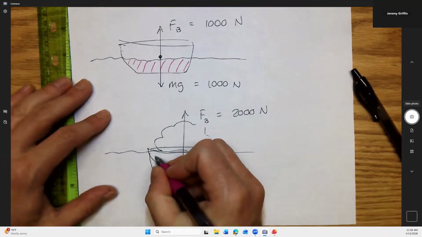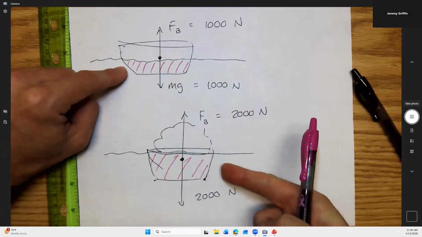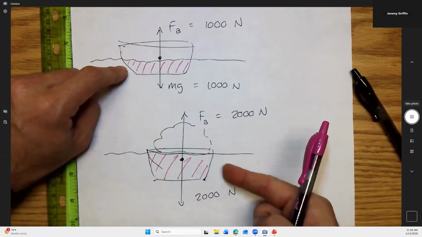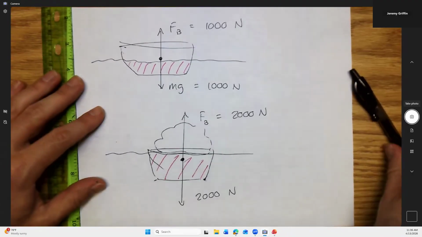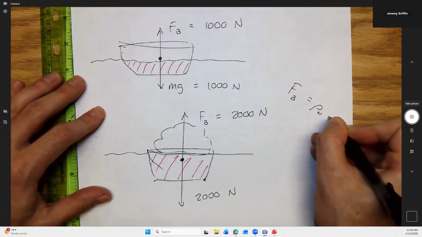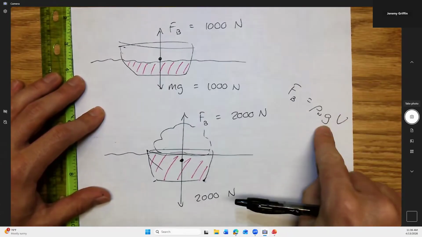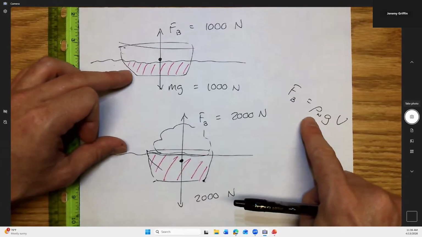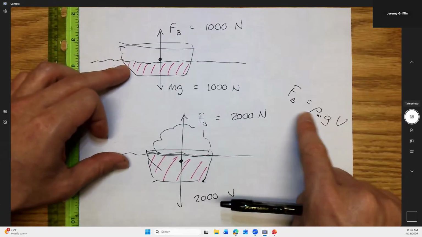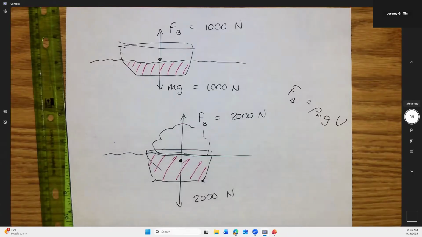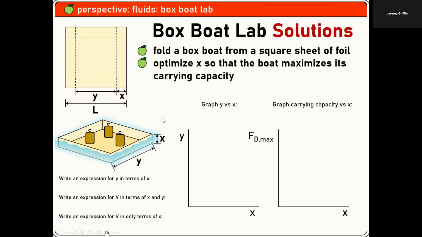Guys, if you compare these two scenarios, old scenario compared to new scenario, how much water am I displacing now compared to before? Double the amount of water, double the volume of water, because I know the buoyant force is rho water gV. The gravity field's the same for both of these. The density of water is the same. So if the buoyant force is doubled, then the volume displacement must also be doubled.